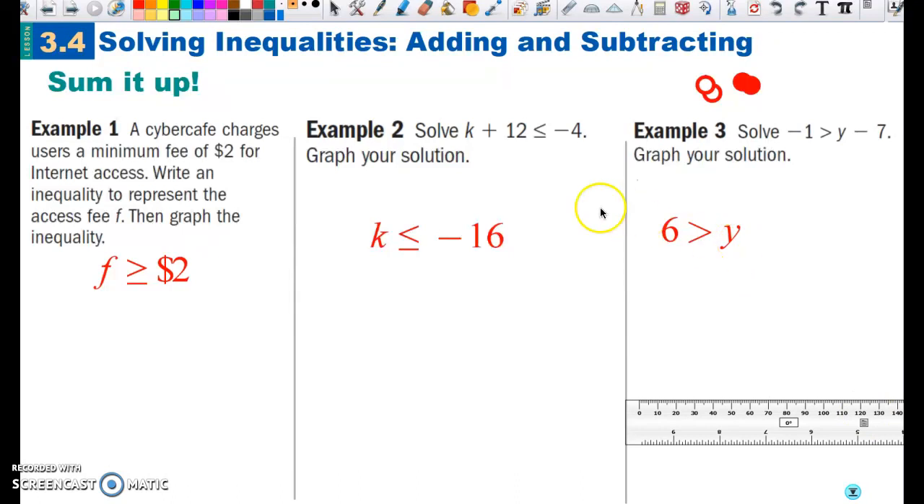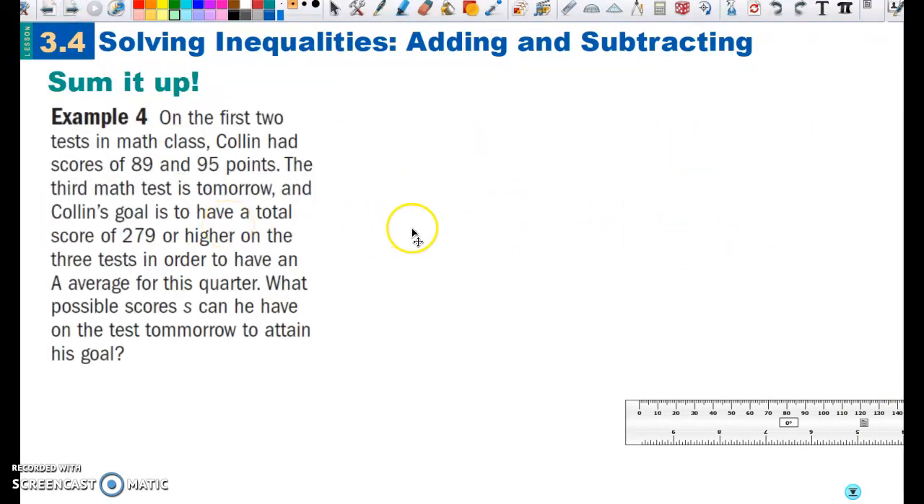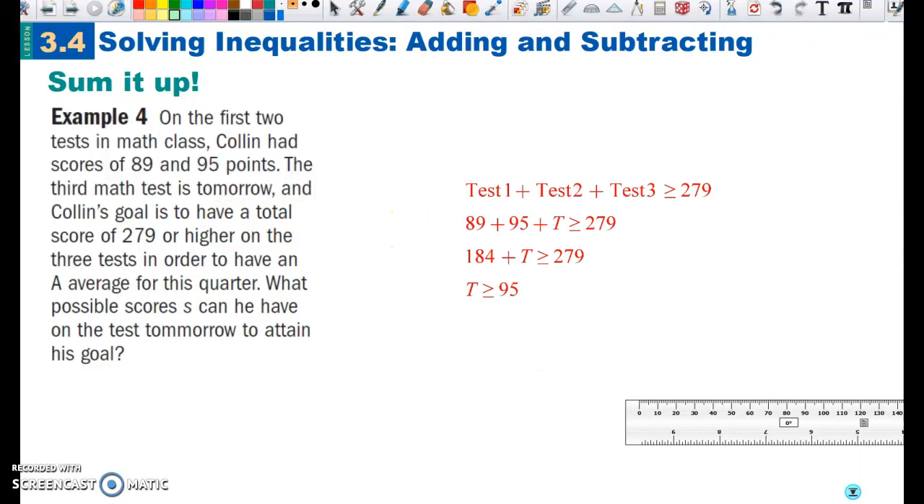Here are your simplified inequalities. And here is the answer key to the last question. Again, I apologize for being so brief at the end, but I'm out of time.